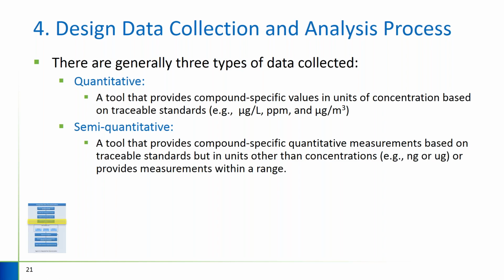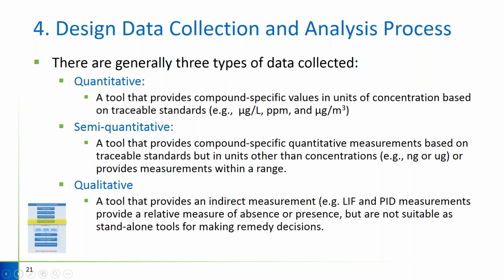Semi-quantitative is something that provides, again, compound-specific quantitative measurements, but it's not in concentration. A good example of this are the passive soil gas collectors, where you may get a measurement of nanograms or micrograms of vinyl chloride or something like that. So it's compound-specific and it's quantitative, but it's not a concentration.